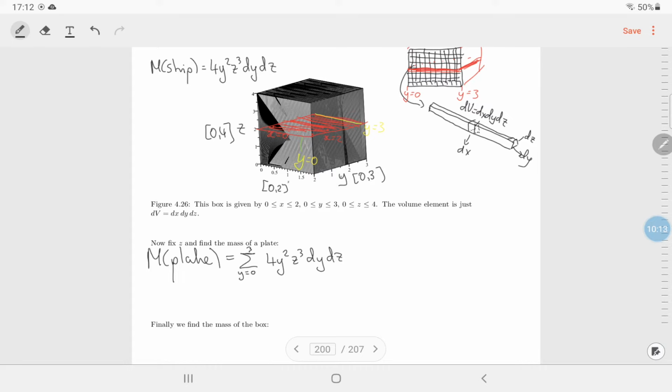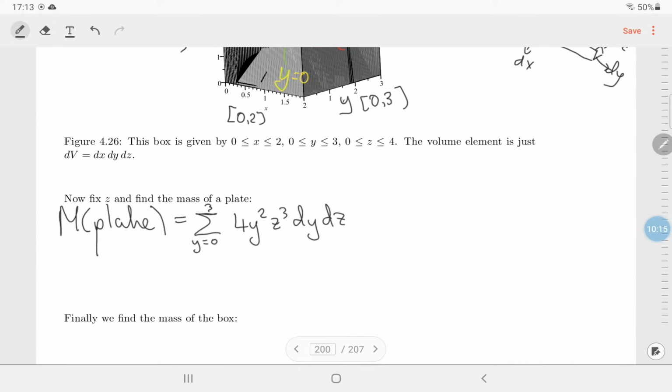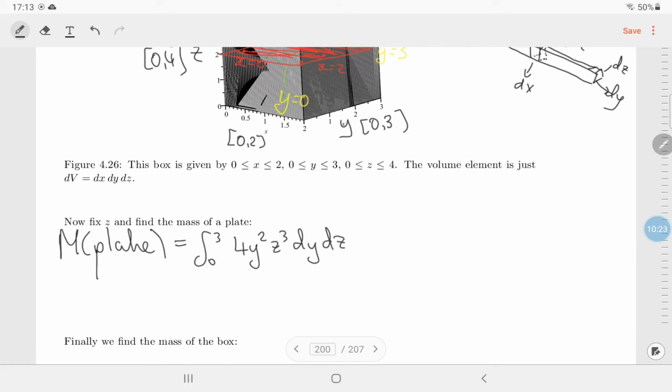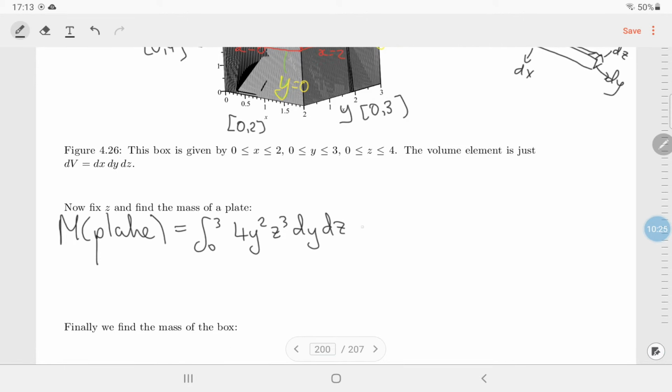As I said, I was going to get rid of the sum. So here you're adding up infinitely many infinitely small things. That's what an integral is. We'll fix anything that isn't y, so only y is changing now. So anything that isn't y can be taken out as a constant. So 4 z cubed dz. And we're left to integrate y squared dy.